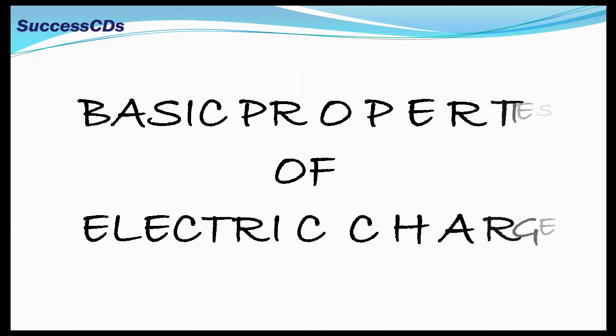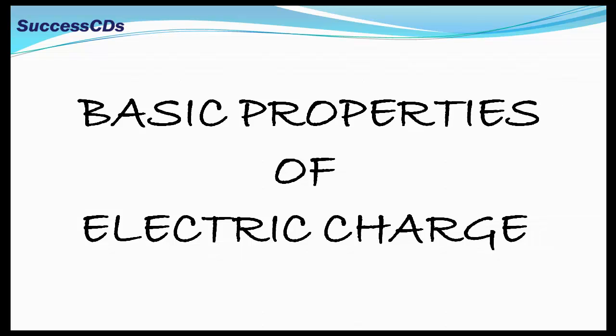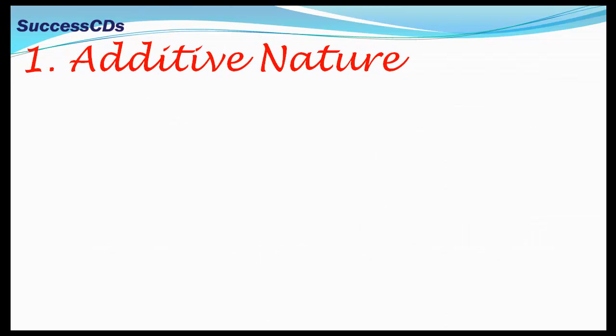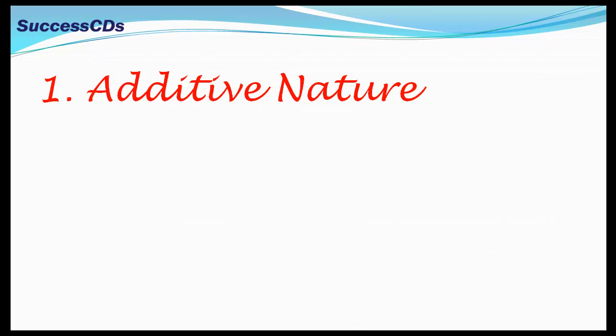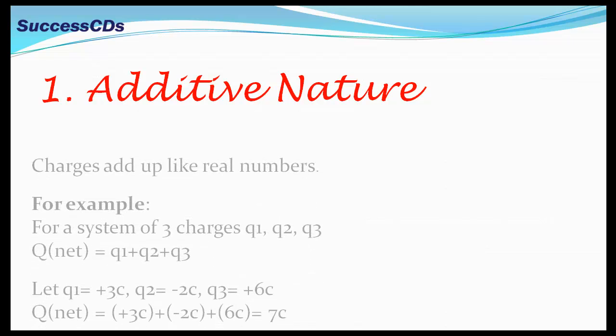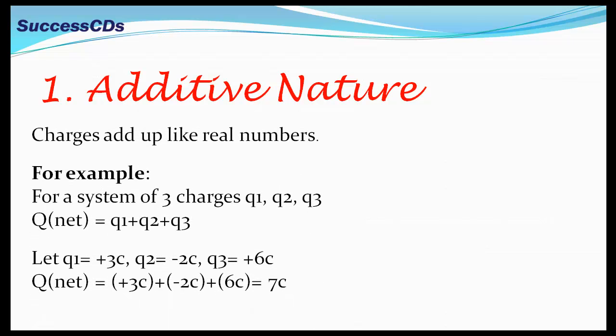Basic properties of electric charge. The first property is the additive nature of charges. Charges add up like real numbers, scalars. For example, we take a system of 3 charges, Q1, Q2 and Q3. Now Q net, that is the net charge of the system, is equal to Q1 plus Q2 plus Q3. Now Q1, Q2 and Q3 can be either positive or negative.